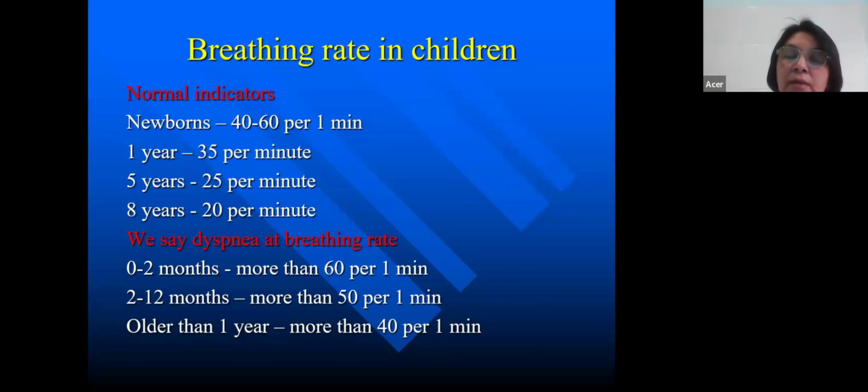We can say this child has dyspnea, shortness of breath, if the breathing rate in a patient up to 2 months is more than 60 per minute, 2 to 12 months, more than 50 per minute, and more than 1 year old, more than 40 per minute.